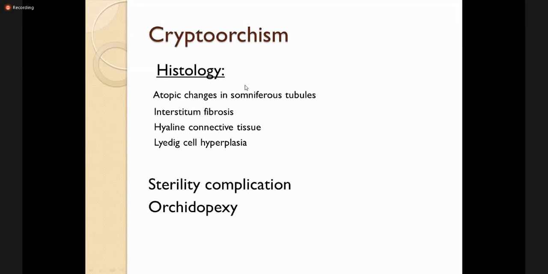What can we see in histology? How do we diagnose this? Atrophic changes in the seminiferous tubules, interstitial fibrosis, hyaline connective tissue, and Leydig cells. Leydig cells are supportive cells in the stroma of the testis. Leydig cell hyperplasia will occur while the seminiferous tubules, which are the source of sperm and regulators of spermatogenesis, are atrophic.